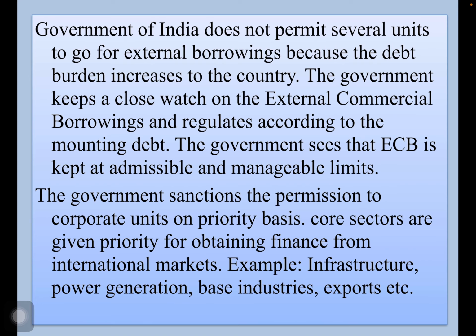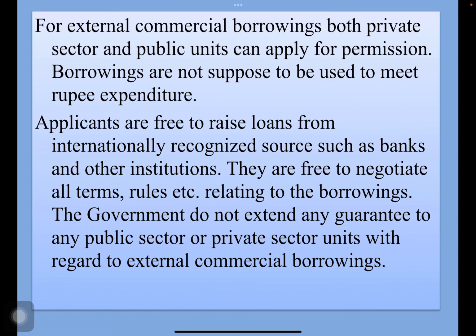Government of India does not permit several units to go for external borrowings because the debt becomes a burden to the country. The government keeps a close watch on the external commercial borrowings and regulates according to the mounting debt. The government sees that these commercial borrowings are kept at admissible and manageable limits. The government sanctions permission to corporate units on priority basis. Core sectors are given priority for obtaining finance from international markets. Example, infrastructure, power generation, base industries like chemical, engineering industries, export oriented units, etc.